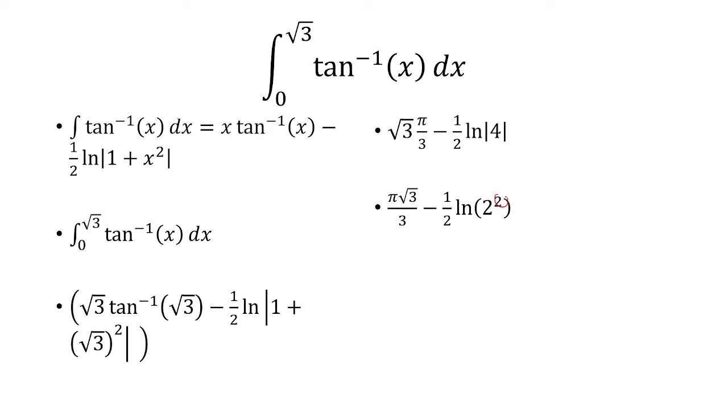Now this 2 will come outside, and it's going to multiply the 1/2. So those are going to cancel, and I'm left with pi times the square root of 3 over 3 minus ln of 2 as my final answer.